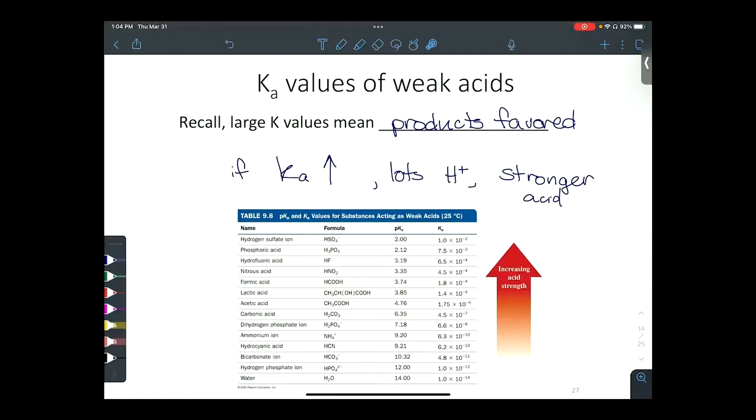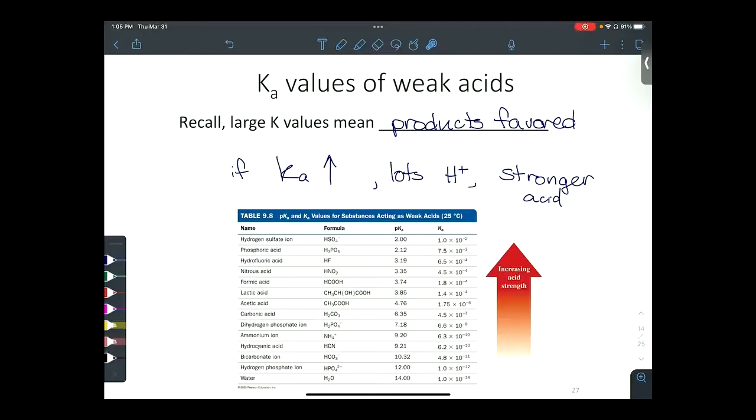These K values for acids specifically, we call them K subscript A values. A meaning acid. So it's a K value for a weak acid. That's specifically what it means. So the trend that we see here is that the larger the K value, the stronger the acid.